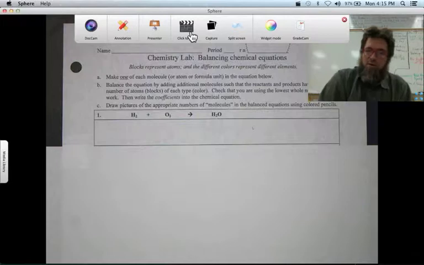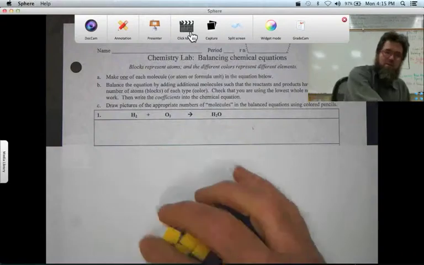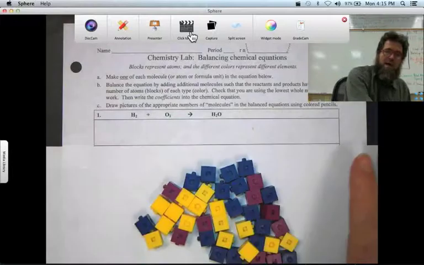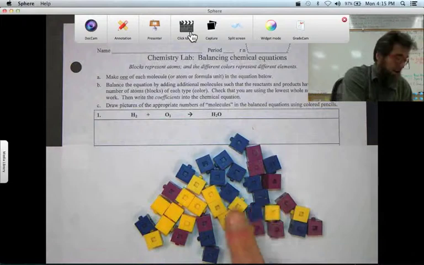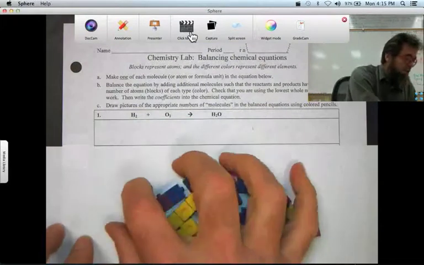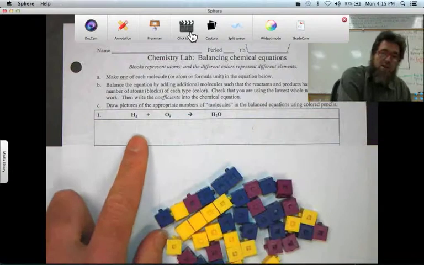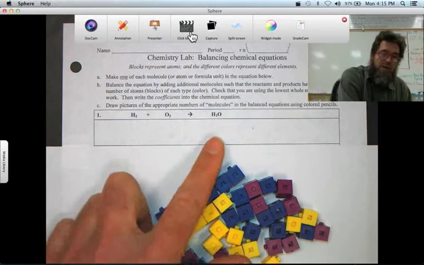Hello, we're going to do some balancing of chemical equations. I have the lab here. We'll do an example. We have a bunch of blocks that represent atoms. And as you can see, here we have three different types of elements. And we are going to balance this equation: hydrogen, H2, plus oxygen, O2, gives us H2O.